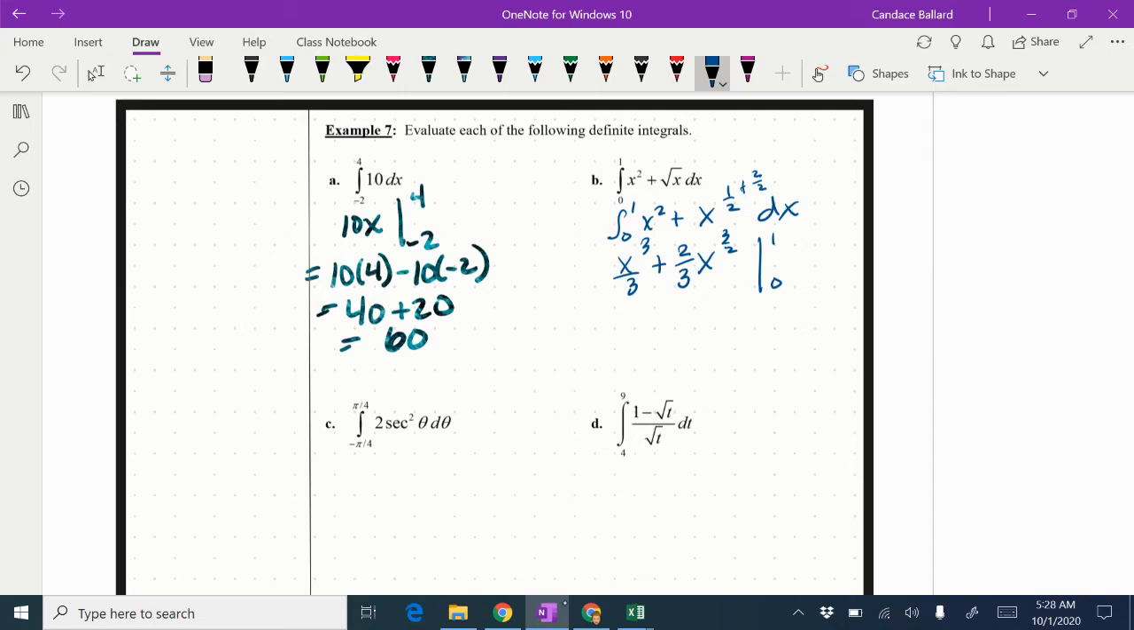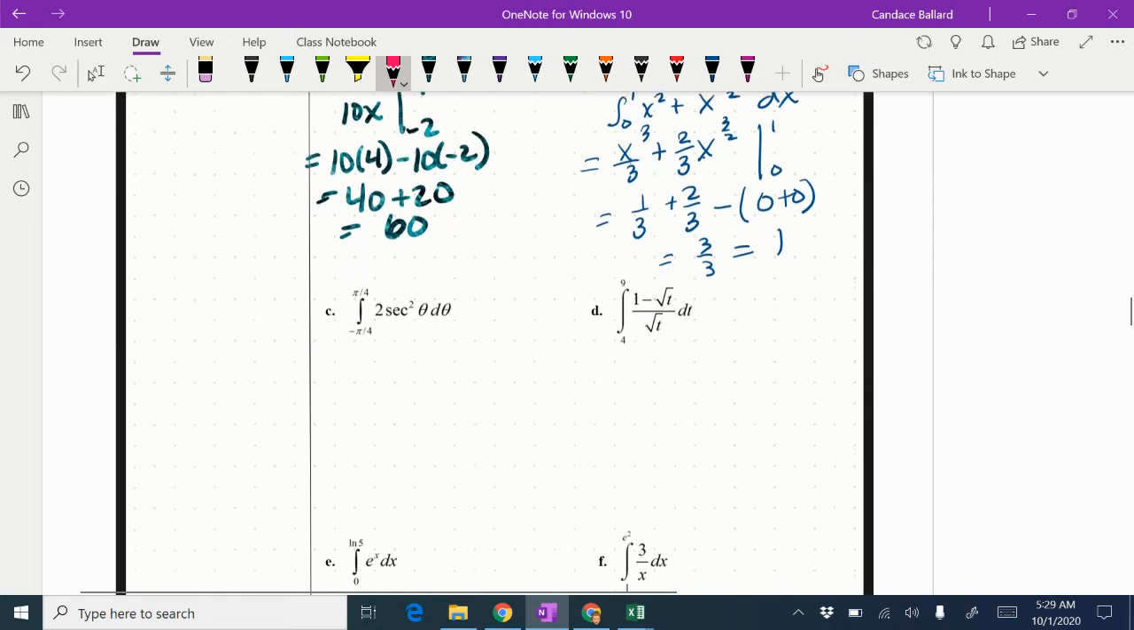So I'm going to plug the 1 in. When I plug 1 into this first one, I get 1 cubed is 1, so I get 1/3. When I plug 1 into that one, I get 1 to the 3/2 power, which is still 1, so I have 2/3. Then I subtract, and I write parentheses. Putting 0 into the first one gives me 0, and 0 into the second one gives me 0, so the back piece is just 0. So I have 1/3 plus 2/3 is 3/3, which is, in fact, 1. That says thirds.